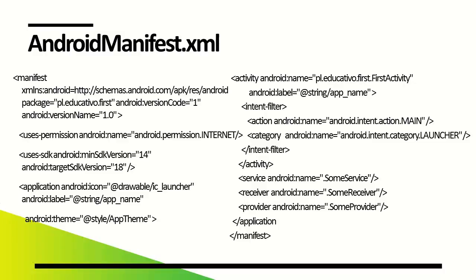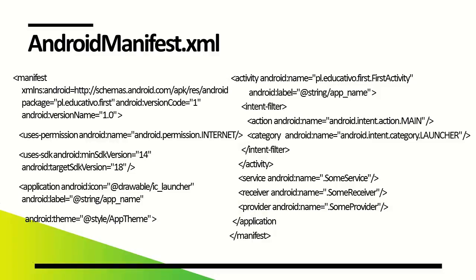Apart from activity, the AndroidManifest file may also include other components. These are services, that is, components whose task is to run various operations in the background without the user interface. We also have receivers, components whose task is to receive the messages sent between components. The last group are providers, which make certain data available outside the application.